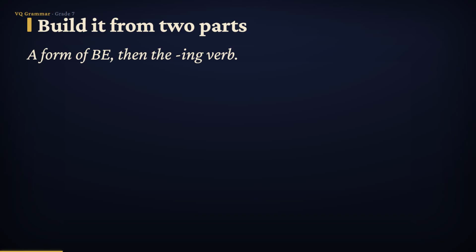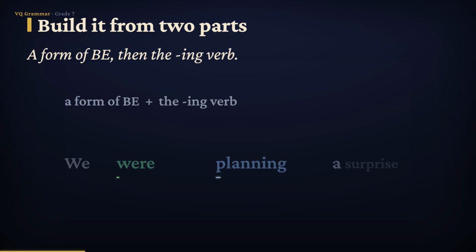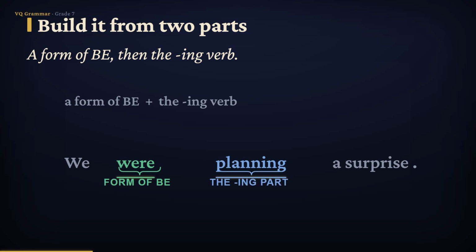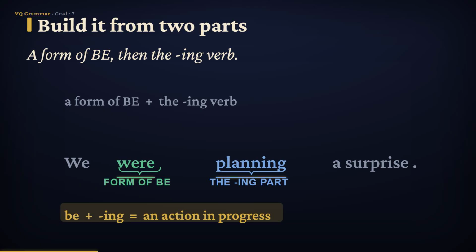So what are those two parts? First, a form of the verb be. That's am, is, or are for the present, and was or were for the past. Second, the ing form of the main verb, which grammar calls the present participle. Put them side by side and you get a progressive verb. Watch. We were planning a surprise. The word were is our form of be, and planning is the ing part. Snap those two together and the sentence shows an action in progress.